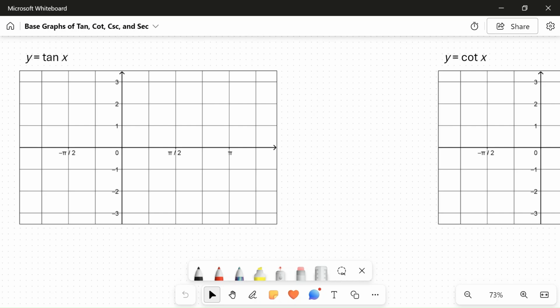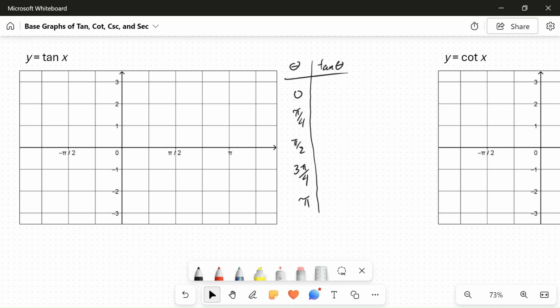So first, let's start with tangent. And so for tangent, we could look at maybe angles. We could start at 0. We could do pi over 4, and then pi over 2, and then 3 pi over 4, and pi. So we'll see what that looks like.